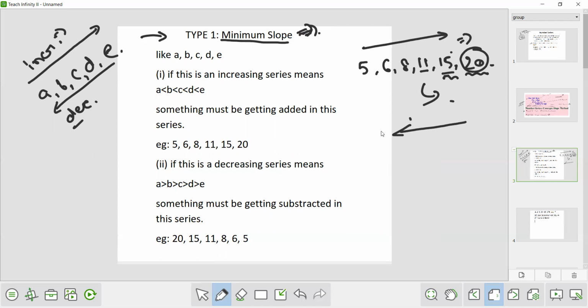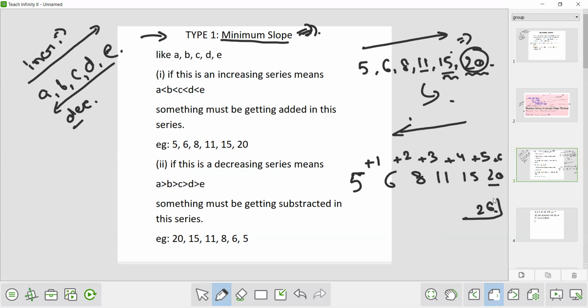Now how will we approach this question? Once you have recognized that the slope is minimum slope, just start writing 5, 6, 8, 11, 15, 20. How do you reach 6 from 5? You added 1. Then you added 2, then you added 3, then you added 4, then you added 5. In the end you will add 6 and the answer will be 26.